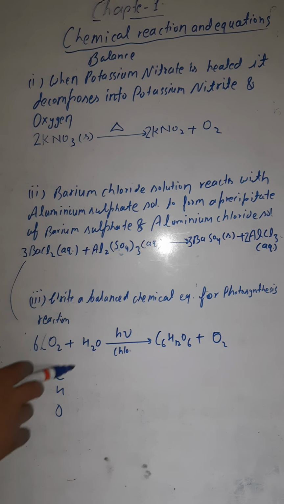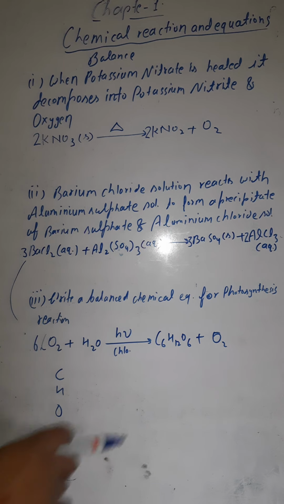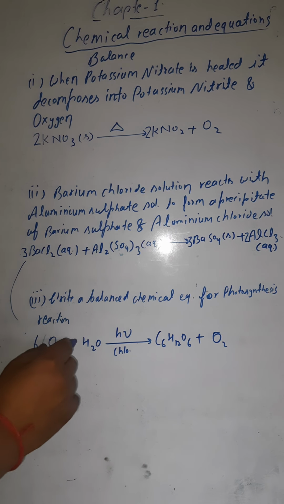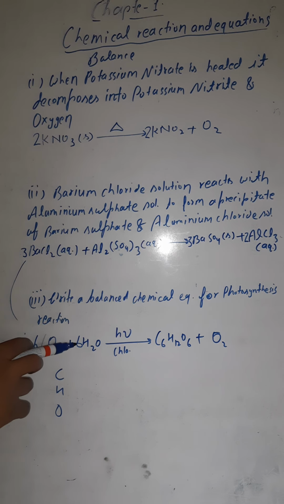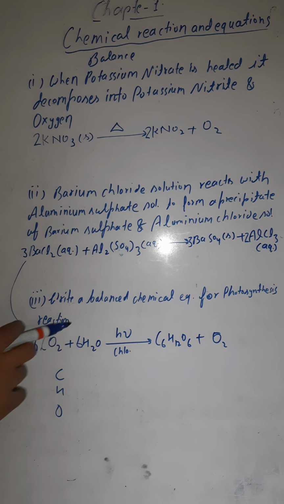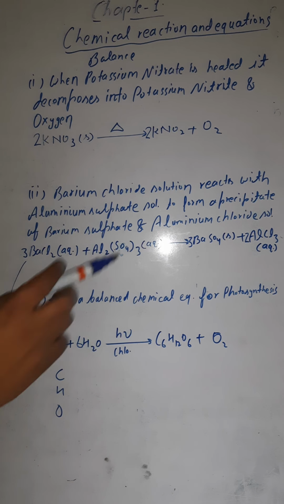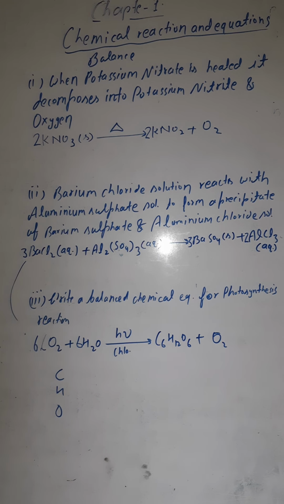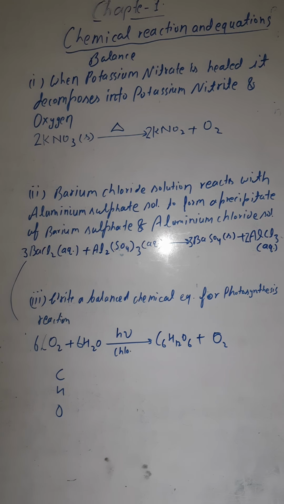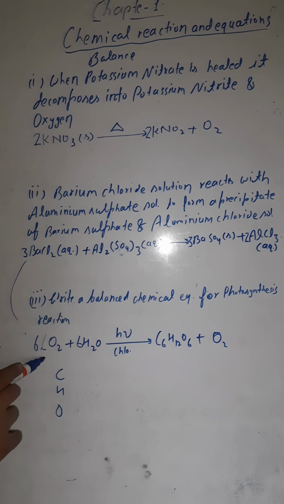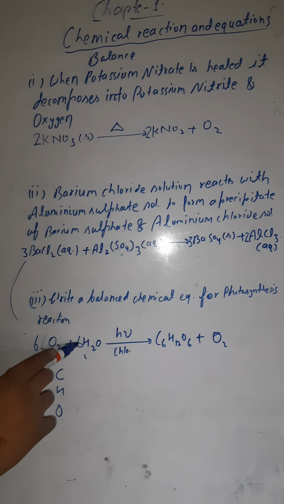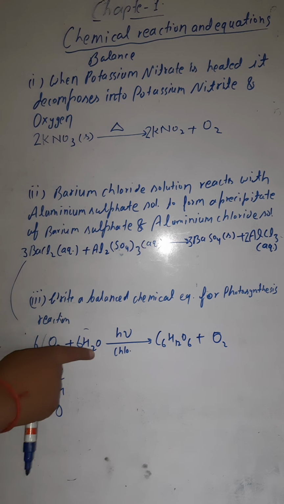Now we will balance the hydrogen atoms. Hydrogen atoms are here 2, there 12 hydrogen atoms, so need is to write here a coefficient of 6. 6 times 2 is 12 hydrogen atoms here, and 12 hydrogen atoms there also. Now let's check the oxygen atoms. On the reactant side, 6 times 2 is 12 plus 6, so 12 plus 6, 18 oxygen atoms are there in the reactant side.